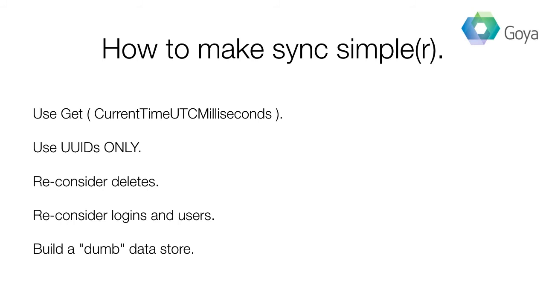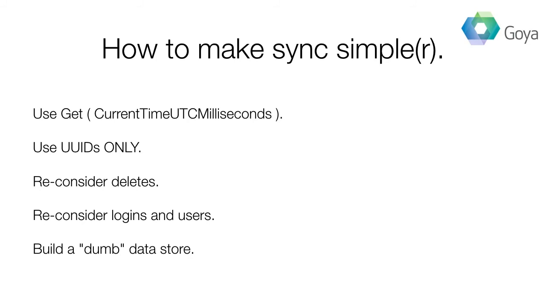Reconsider logins and users. For example, a user logs in over the top, so an admin user logs into someone else's device. You've got user A there, they've got all their local information, and then all of a sudden user B, who happens to be admin, logs in. Now they're going to need a different set of data, so you really need to think about what happens when a user logs in and what data they get access to.